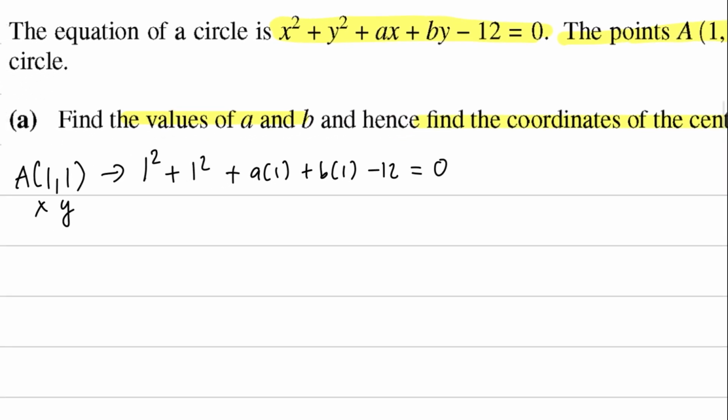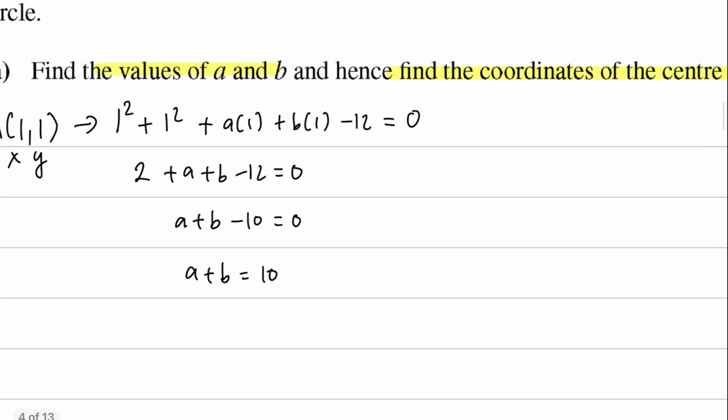We solve the equation that we have, and we get 2 plus A plus B minus 12 equals 0. So we get A plus B minus 10 equals 0. A plus B equals 10.